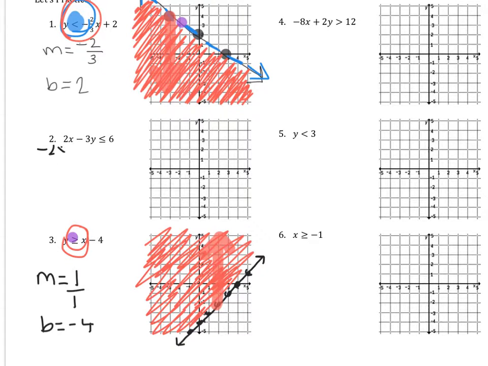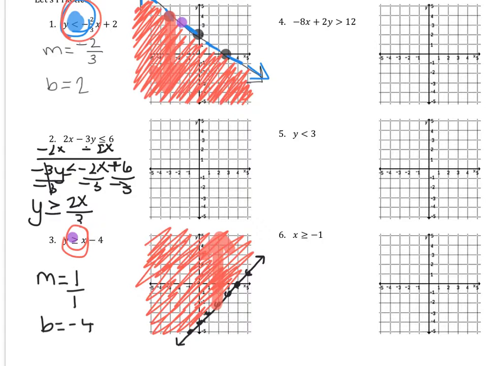I'm going to subtract 2x first. So I have -3y is less than or equal to -2x plus 6. So now what am I going to do? I'm going to divide by -3. Hey, what happens when I divide by a negative? My sign flips. So y is greater than or equal to 2x over 3 minus 2.